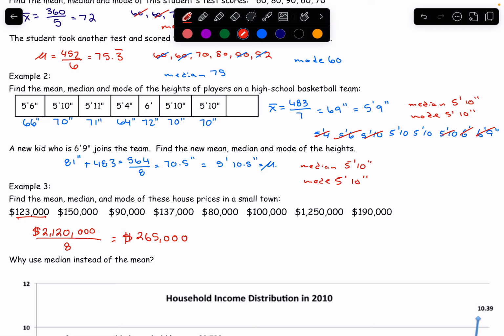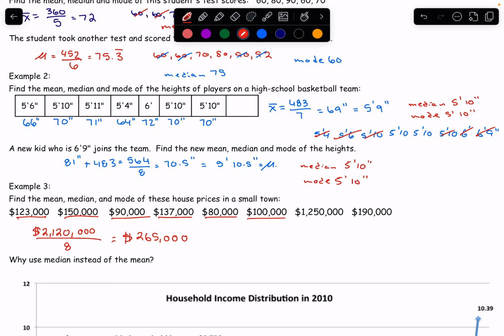But when I look at those houses, 123 isn't even half of that value. 150 is a little bit over half. 90,000, that's a third of the average. 137 is a little more than half. 80 is less than a third. 100 is a little bit more than a third.